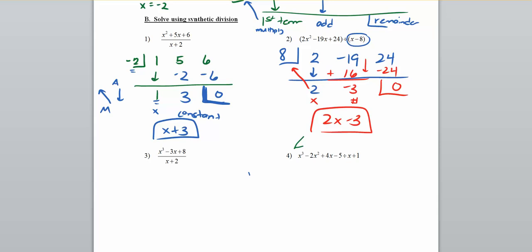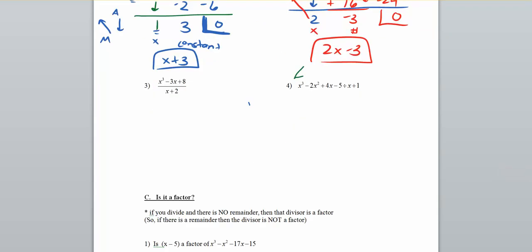All right, let's try number 3. Number 3, x plus 2 is what I'm dividing by. So my 0 is going to be negative 2. Make sure you put in the opposite. Now, this is a tricky one.